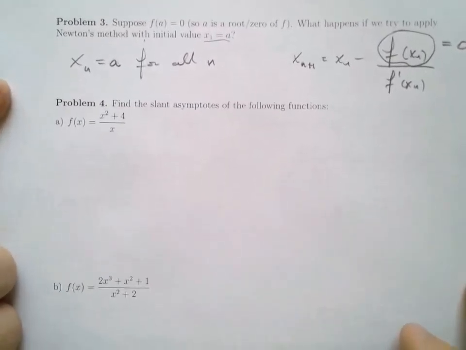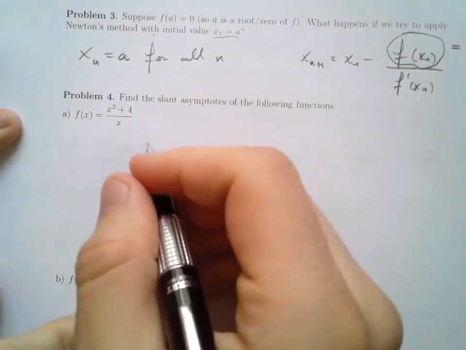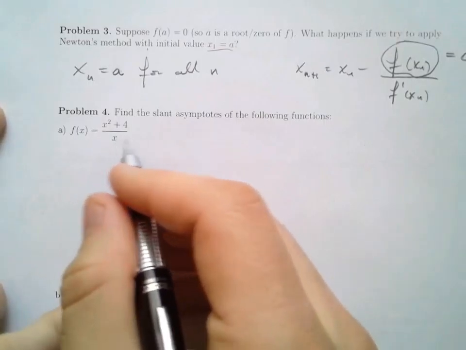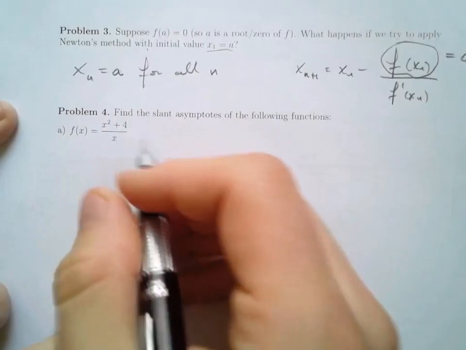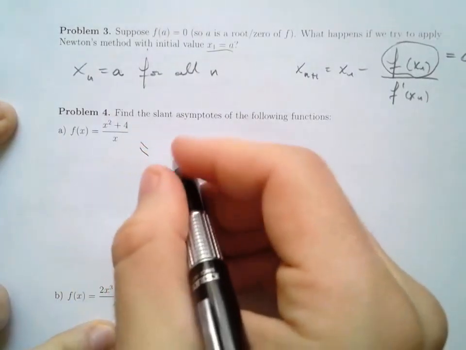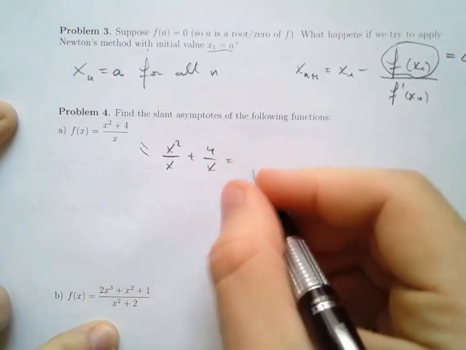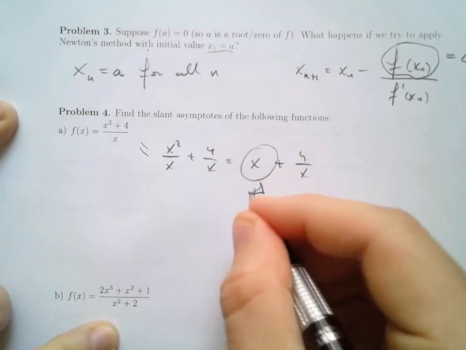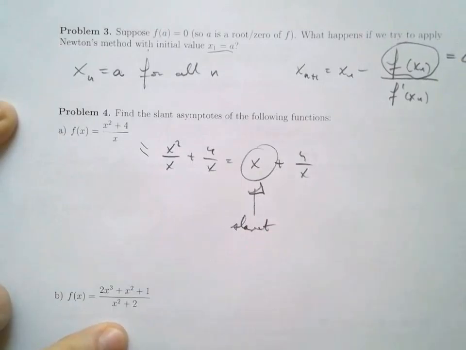For problem 4, we are asked to find some slant asymptotes, and for the first one, because I'm only dividing by x to the first power here, right? I don't have any plus terms or anything like that. It's very easy to find the asymptote. All I do is I split the fraction as x squared over x plus 4 over x, and this is the same as x plus 4 over x. So this linear term here is the slant asymptote.